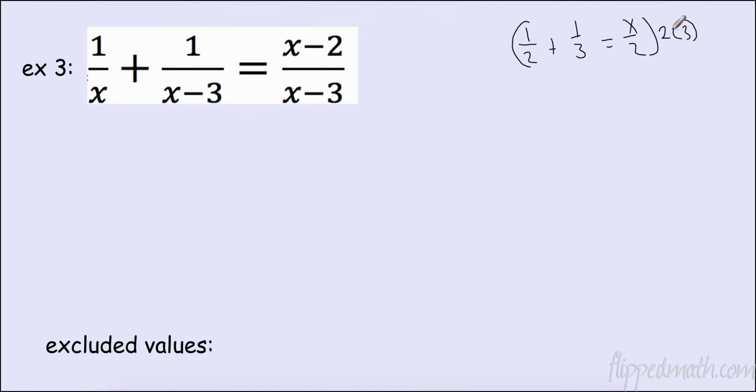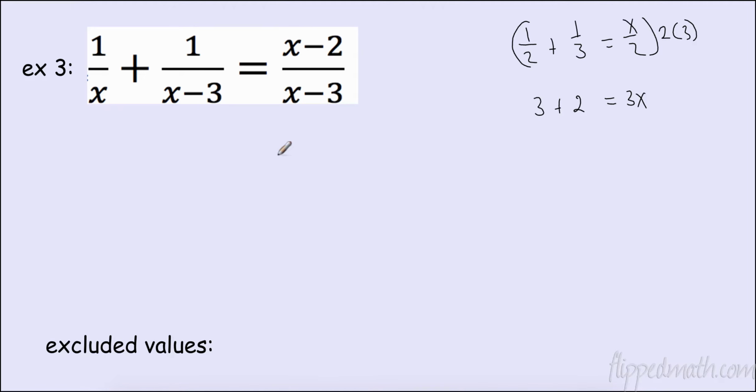When I multiply 2 times 3, or 6, by 1/2, the 2 cancels and what's left? 3 times 1. When I multiply 1/3 times 6, the 3's cancel, and what is left? 2. 2 times 1 is 2. And when I multiply x over 2, the 2's cancel. What's left? 3. 3 times x is 3x. And that's how I would solve that.